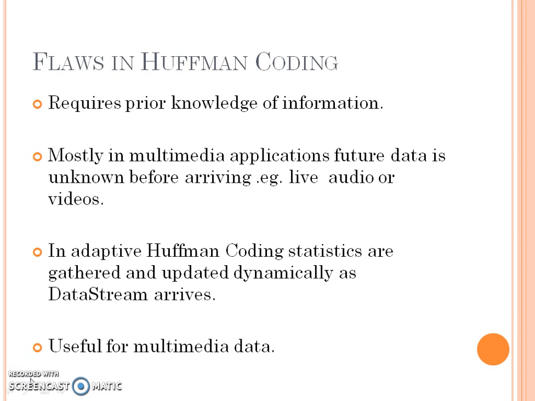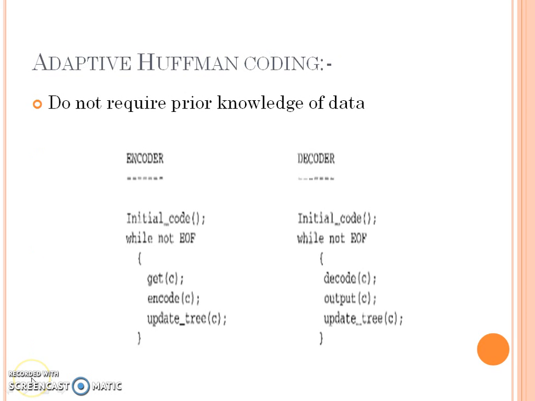Here are some flaws in Huffman coding. It requires prior knowledge of the information. Mostly in multimedia applications, future data is unknown before arriving, for example live audio or videos. But in adaptive Huffman coding, statistics are gathered and updated dynamically as the data stream arrives. Adaptive Huffman coding is useful in multimedia, so we do not require prior knowledge of the data.